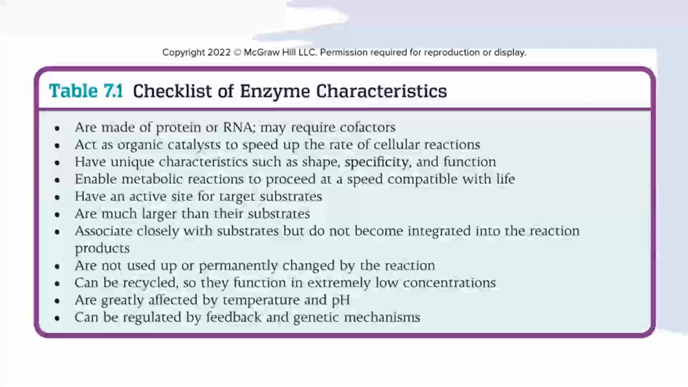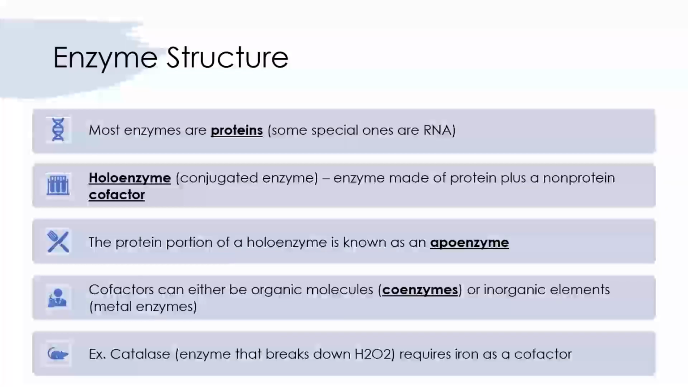They can be regulated. So they're regulated by genetic mechanisms and feedback loops so that we're only making the enzymes when we need them, not just all the time. Though there are some that are on all the time. So they can be regulated. They're not always regulated though. So again, most enzymes are going to be proteins. Some are made of RNA.